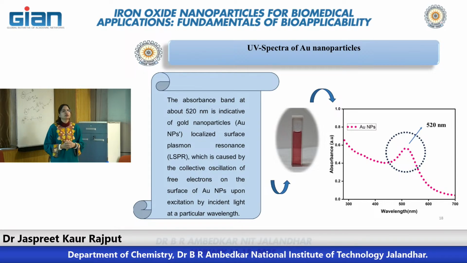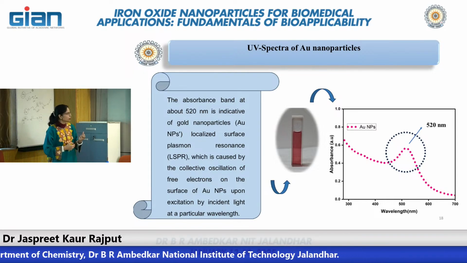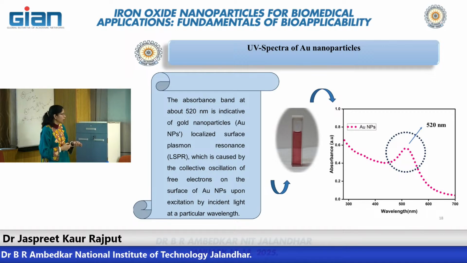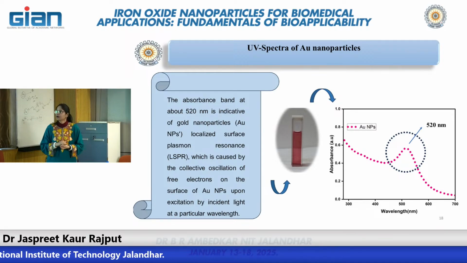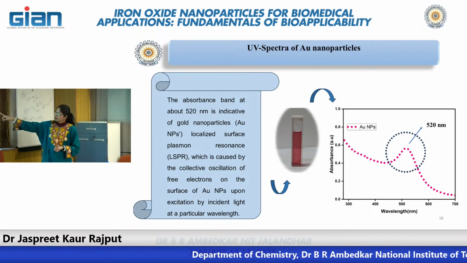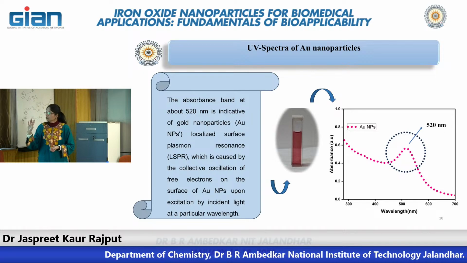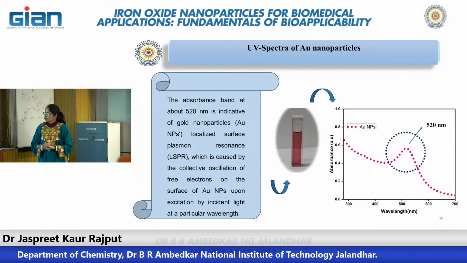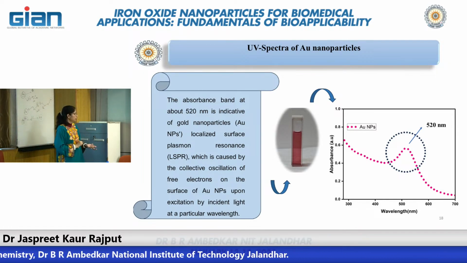So we will give you the cuvette. You will add the solution into the cuvette, and then you will run the sample in the UV spectrophotometer, and you will find out this graph. I will show you in the lab course. So you can see there is a wavelength at 520 nanometer. You know this 520 nanometer belongs to the gold nanoparticle.